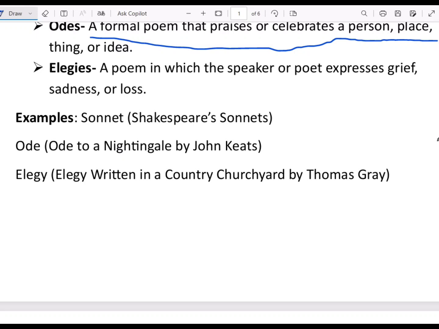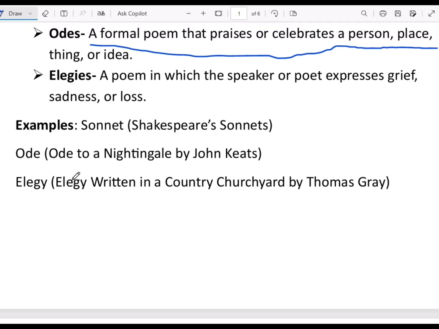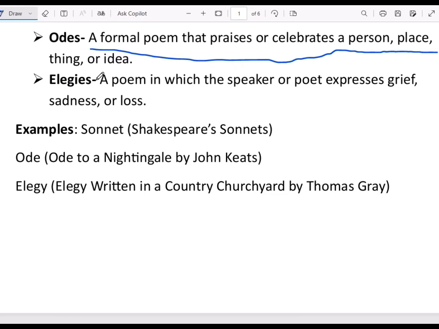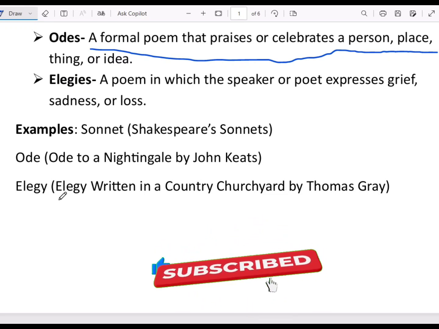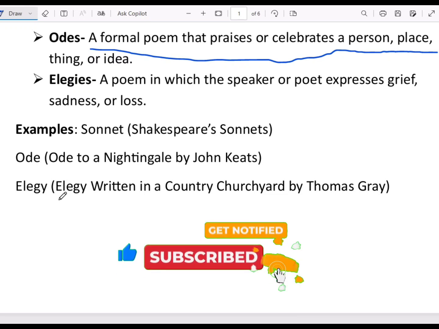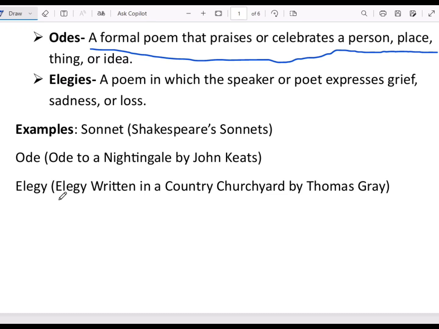In the poem, John Keats praised the song that expresses the pain and immortality sung by the nightingale, the bird. And in elegy, the example is Thomas Gray's Elegy Written in a Country Churchyard. Why is it an elegy? As we talked about the characteristics of an elegy, it is a poem in which the speaker or poet expresses grief, sadness or loss. In this particular work, the setting is a graveyard, and we can see the poet lamenting over a loss or death. So it is a great example of an elegy.